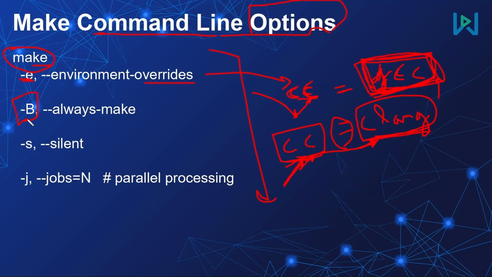Another option is -b or --always-make. We know that our Makefile will be expanded to a set of rules that will be executed to process a set of files and sources. Then after that, we can invoke the make command another time to process only the modified and changed files. This is what we call the incremental build.